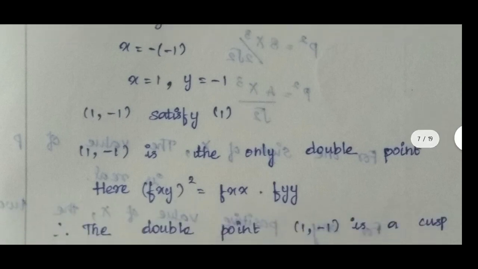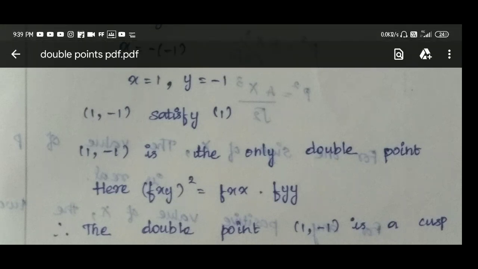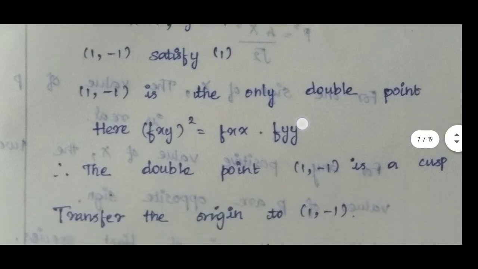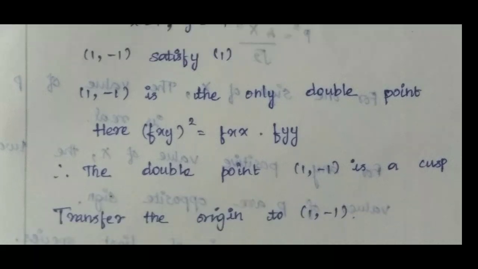Now compare fxy the whole square with fxx into fyy. Equal to means cusp, greater than means node, less than means conjugate point. Here fxy the whole square equal to fxx into fyy. So the double point 1 comma minus 1 is a cusp.